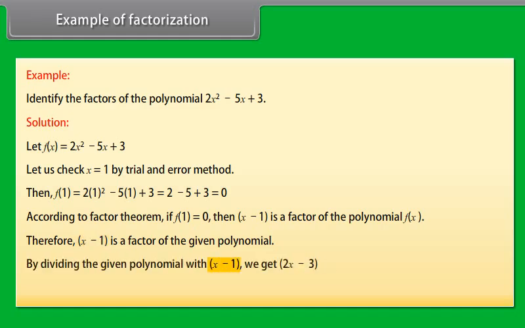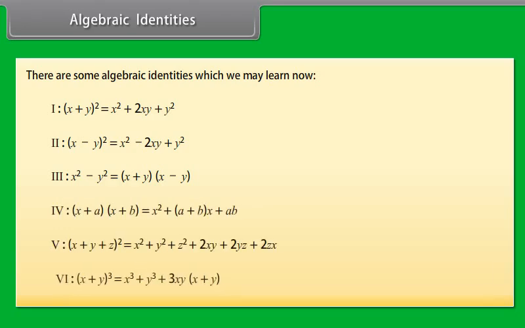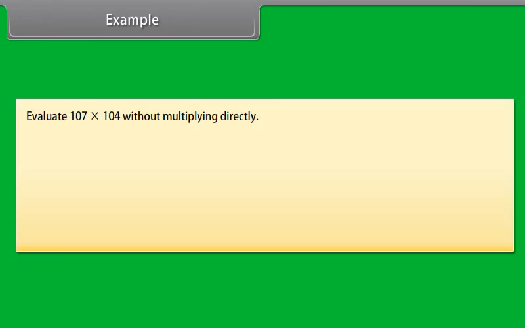Example of factorization. Example. Identify the factors of the polynomial 2x^2 minus 5x plus 3. Solution. Let f(x) be equal to 2x^2 minus 5x plus 3. Let us check x equal to 1 by trial and error method. Then f(1) is equal to 2 into 1^2 minus 5 into 1 plus 3, which is 2 minus 5 plus 3, which equals 0.